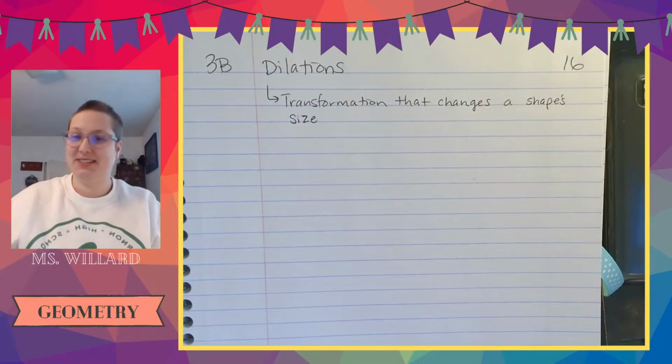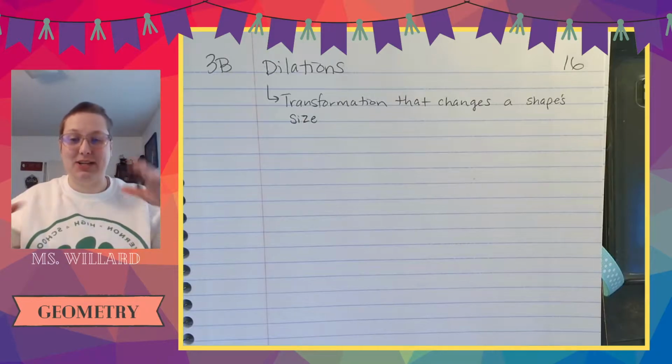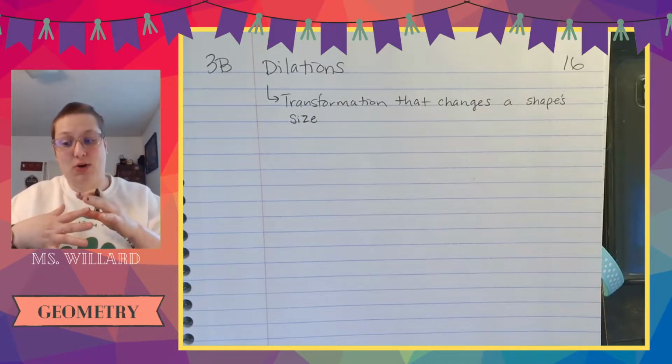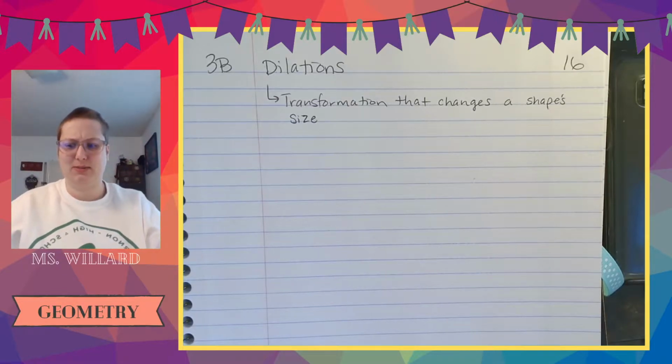All right, y'all, let's do dilations. Dilations is a transformation that changes the shape size. So that size either gets bigger or smaller, or enlarged or reduced if we want to use the fancy terms, which we totally do want to use the fancy terms. Let me show you some more fancy terms.